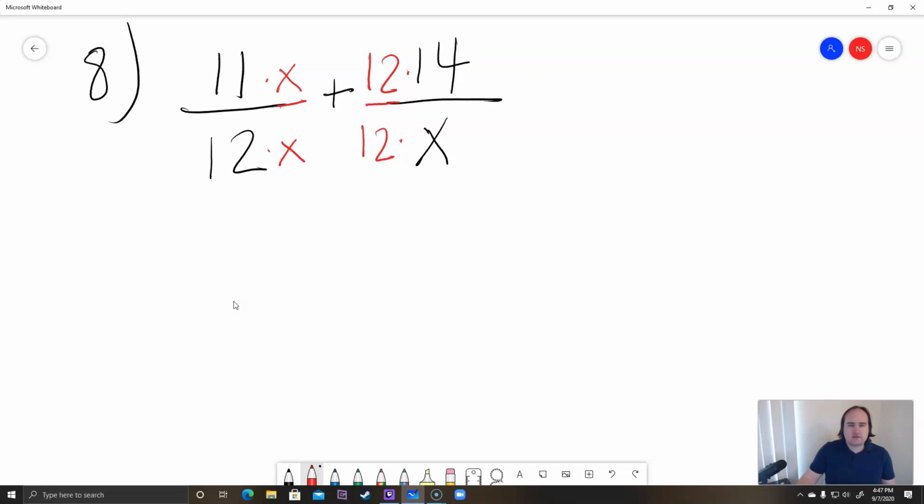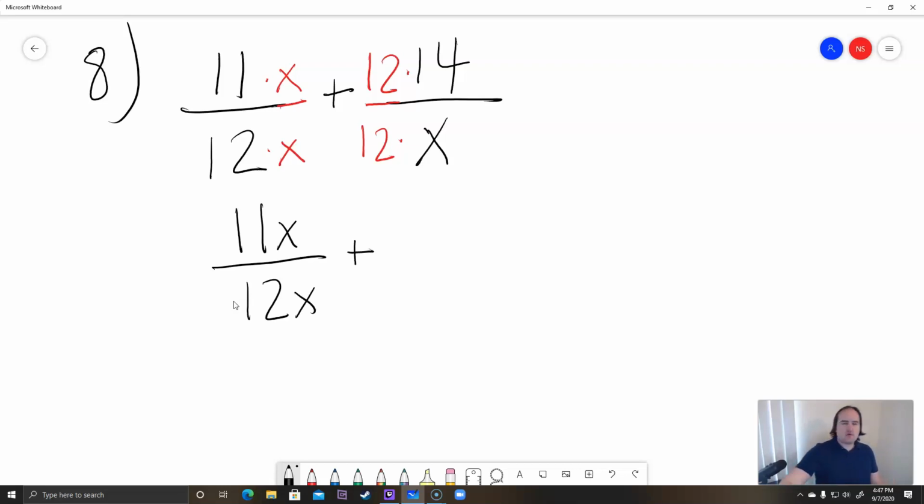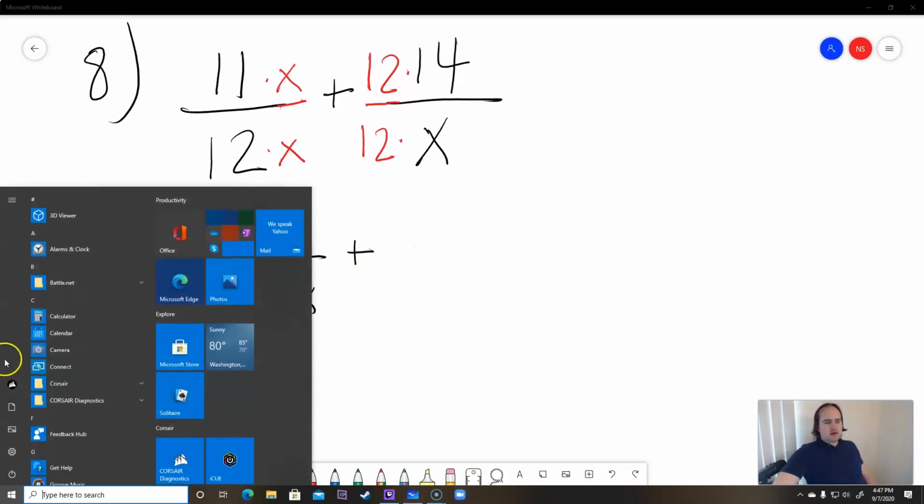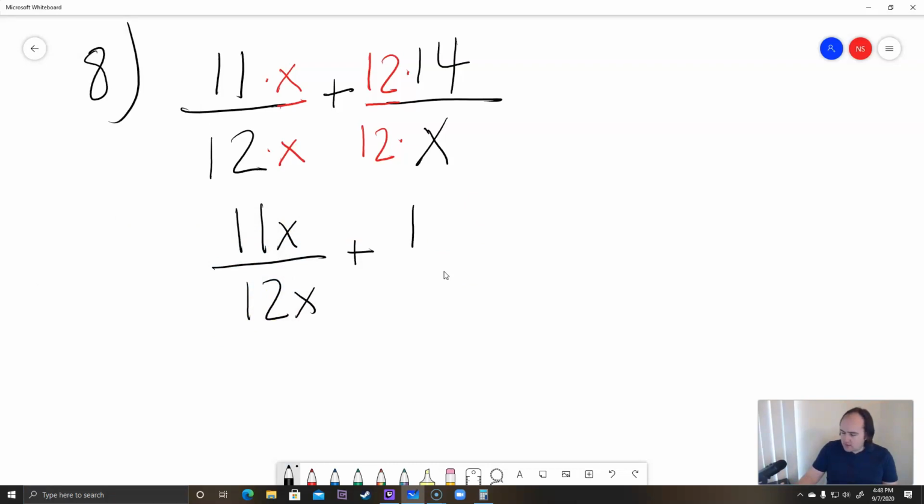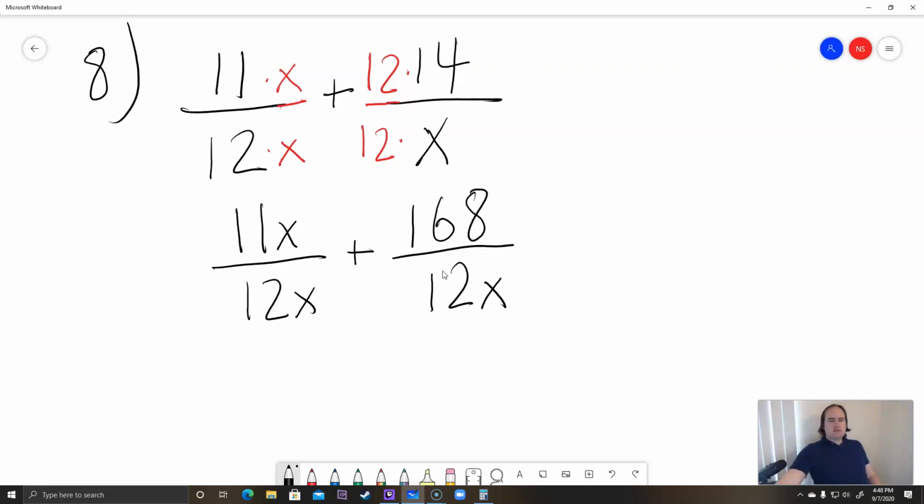Okay? So after we do that, then we're going to have 11x over 12x plus 12 times 14. If you don't know what that is, you can use your calculator or you can write it out vertically. But 12 times 14 is 168. Okay, so for this top right numerator, we're going to have 168 over 12x. Okay, so we still just multiplied by what we were missing. It's just what we were missing here was an x, and missing over here was a 12.